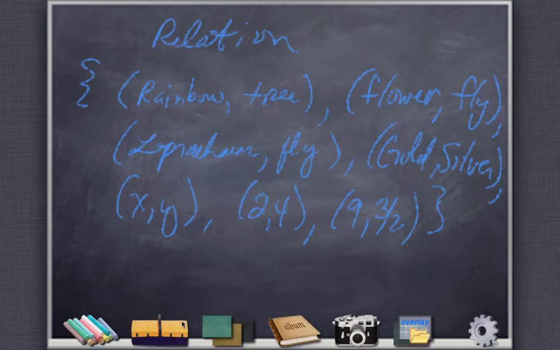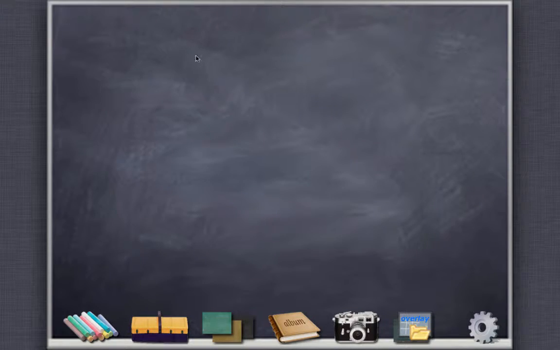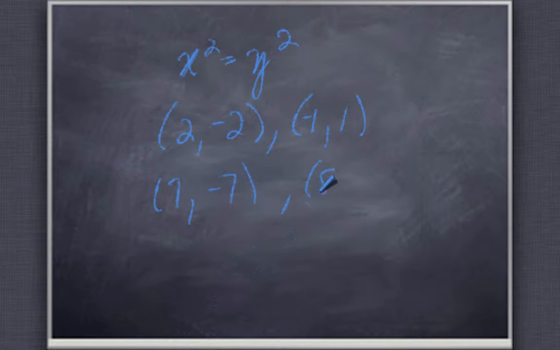And sometimes we draw these instead of writing them as a set like this. We can define them by definition. We can say x squared equals y squared, and then all solutions to this are a relation. You have 2, -2, -1, 1, 7, -7, 8, 8, and so forth. That's a relation.